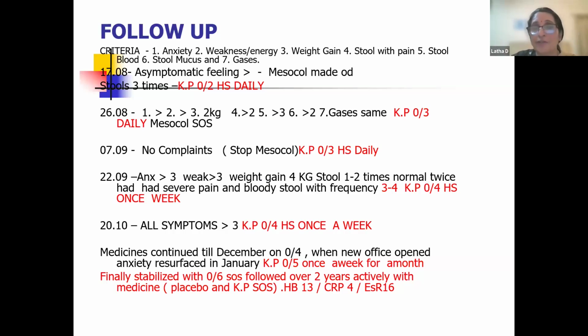There was again a bout of severe pain and bloody stool, one bout on 22/9. At that time we increased it to 0/4. By 2010 almost all his symptoms got better, and we continued with 0/4 once a week. Medicines continued till December. When the new office opened, his anxiety resurfaced, and we had to go to the next potency of 0/5. Finally, we stabilized him over the next 2 years with SOS doses of 0/6, and his symptoms settled.